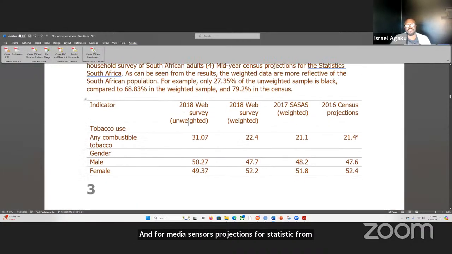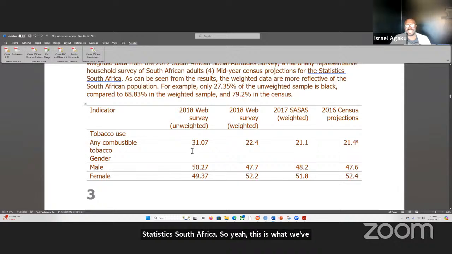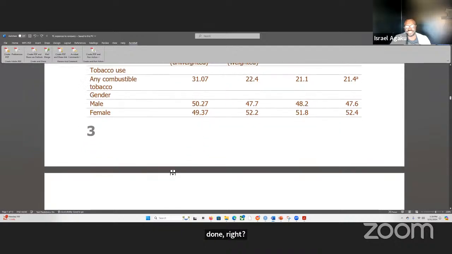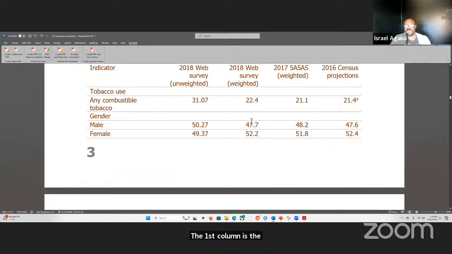So here, this is what we've done, right? The first column is the data that were not weighted. This is what we have. And the second one is the one we weighted. After we weighted the data, we calculated the same thing. This is what is in the second column. Column 3 is from another national survey that is well respected to be nationally representative. And column 4 is from the census.